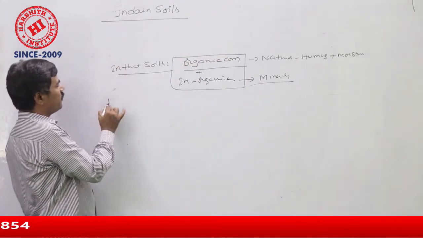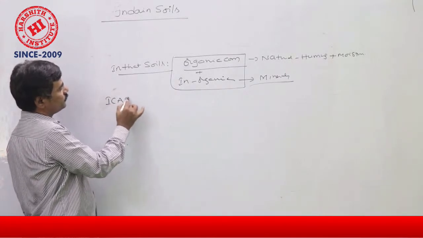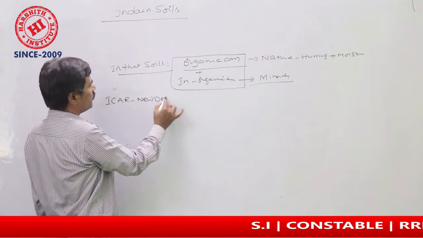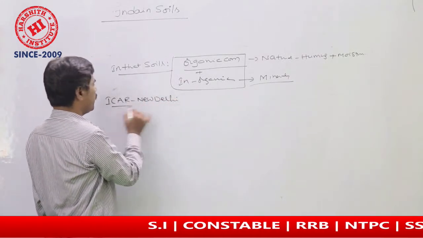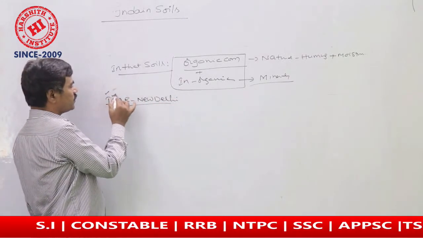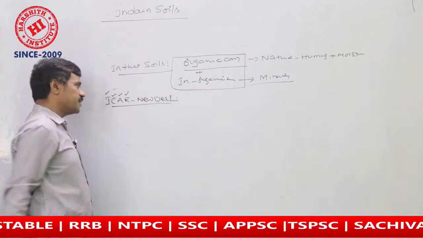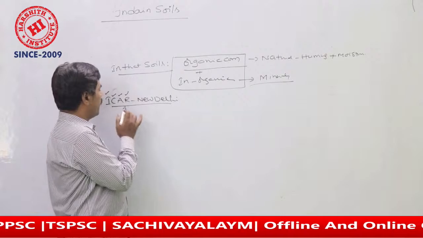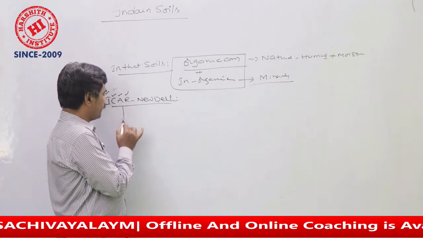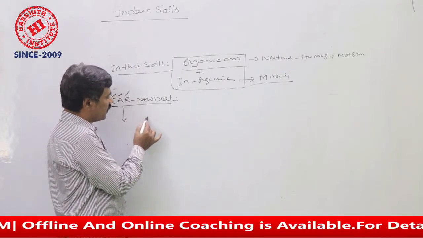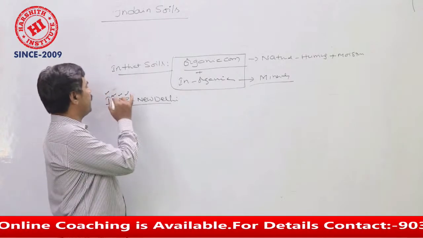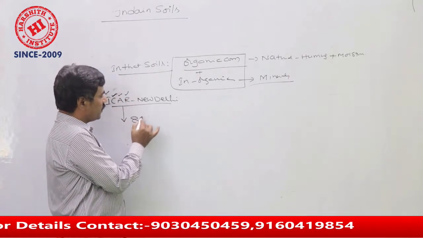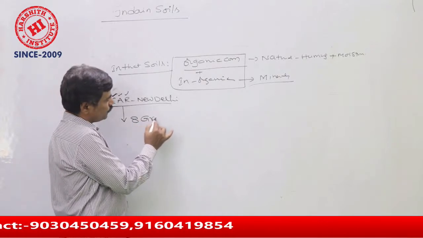According to the ICAR, New Delhi, the Indian Council of Agricultural Research, which is in New Delhi, Indian soils are deeply studied by the ICAR. Indian soils are divided into 8 groups.